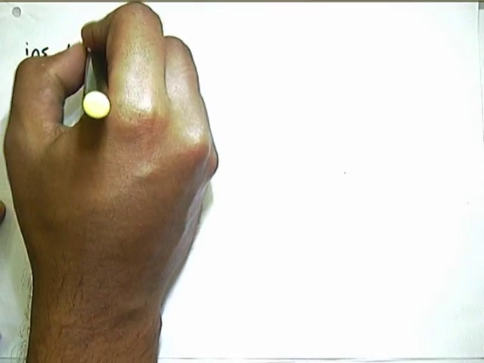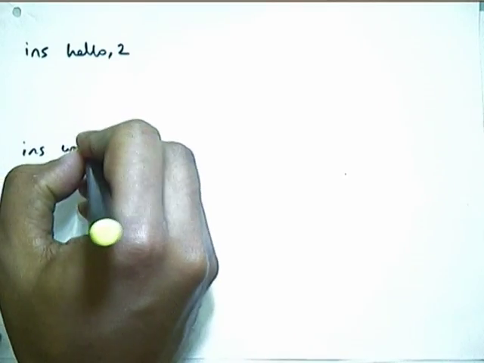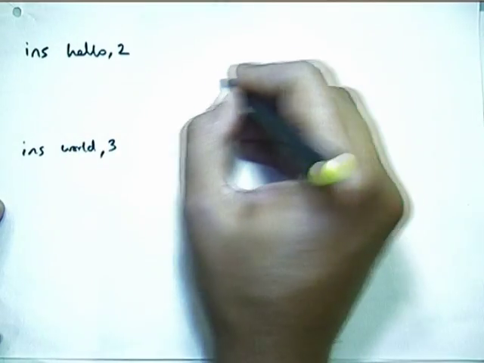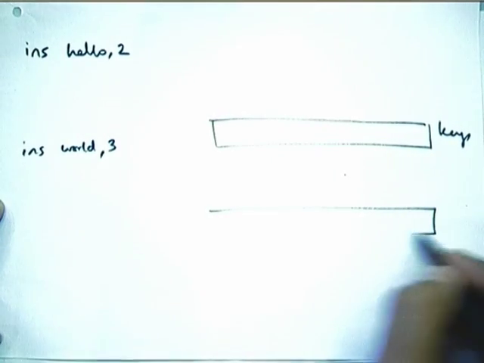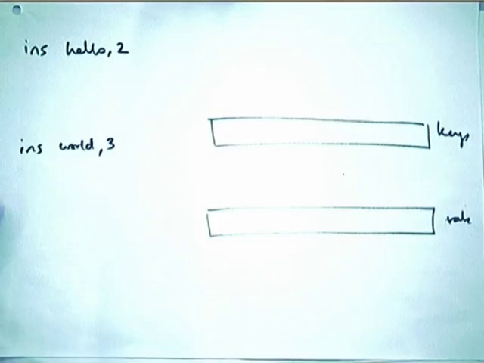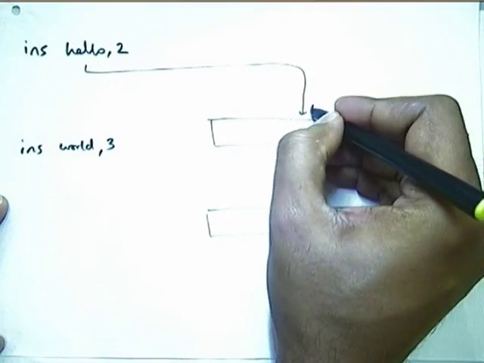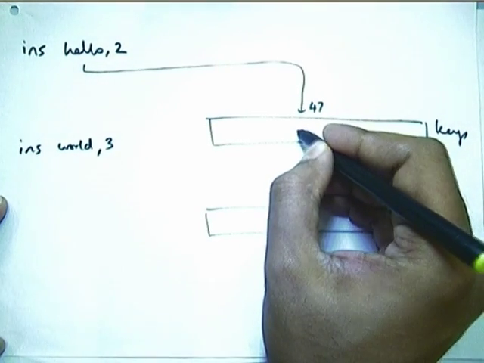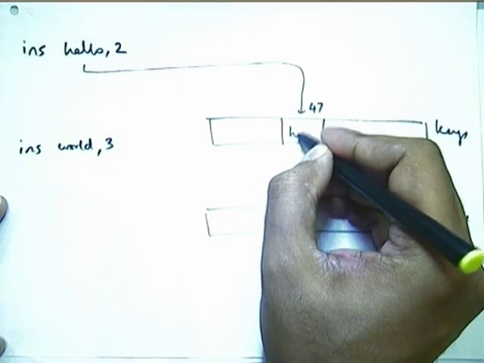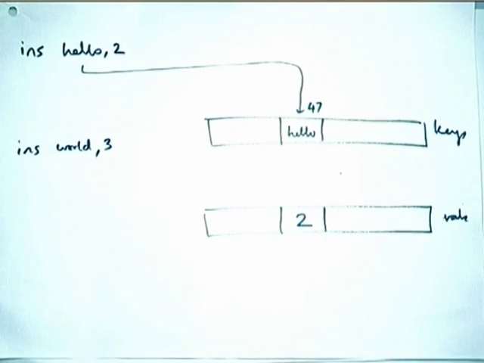So let me give specific examples. Insert hello 2, followed by insert world 3. Here is the keys and here is the vals buffer. Now suppose by accident hello hashes to location 47 initially. At that point it was empty. So at location 47 you put in hello in keys, and at location 47 in values you put 2.